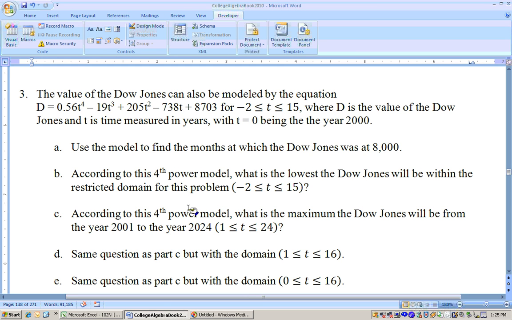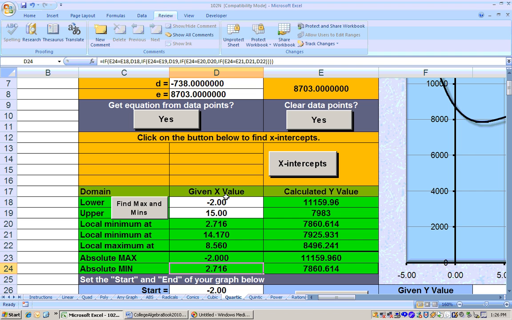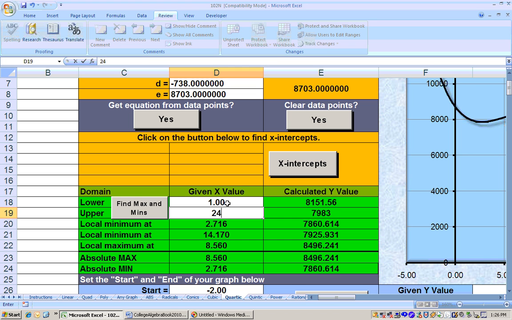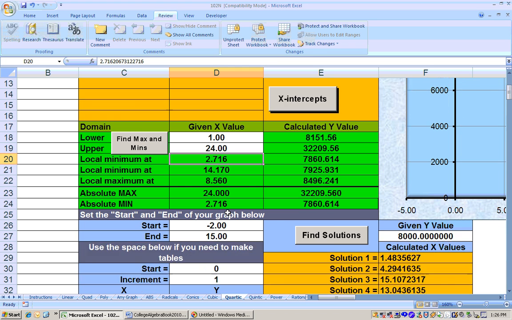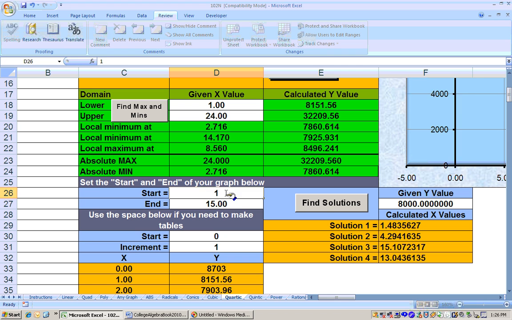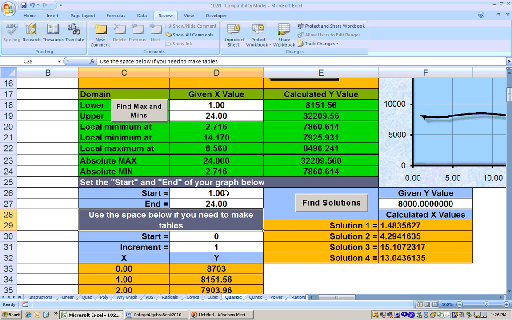Now part C says, according to the fourth power model, the quartic model, what is the maximum the Dow Jones will be from the year 2001 to the year 2024, 1 to 24? Well, set your restricted domain to go from 1 to 24, and you could set your viewing window to be the same, 1 to 24. And we're again looking for the maximum now, and the maximum occurred out here at year 24, year 2024, with a value of 32,209. Don't believe that because that's long-term extrapolation there.